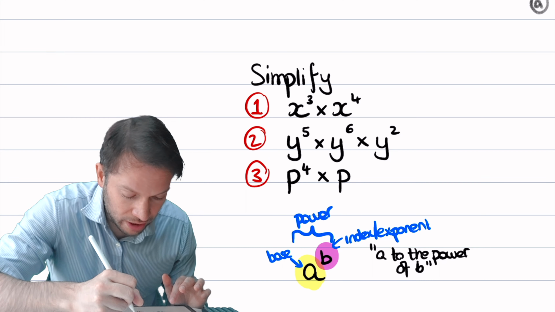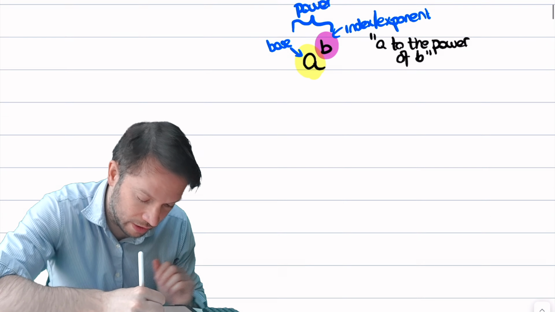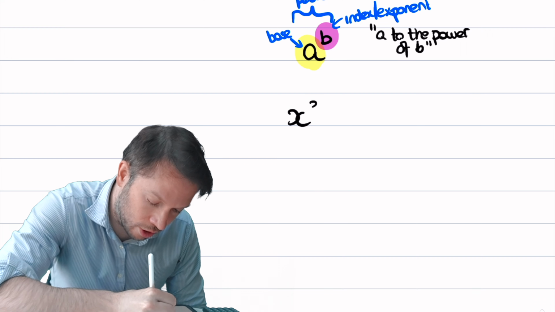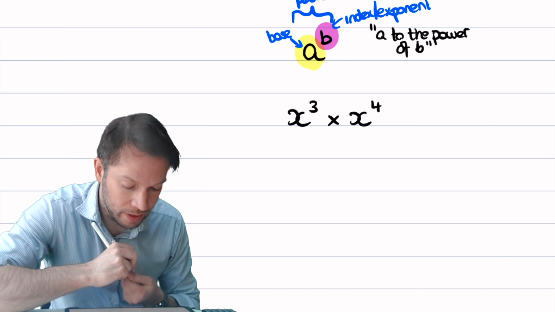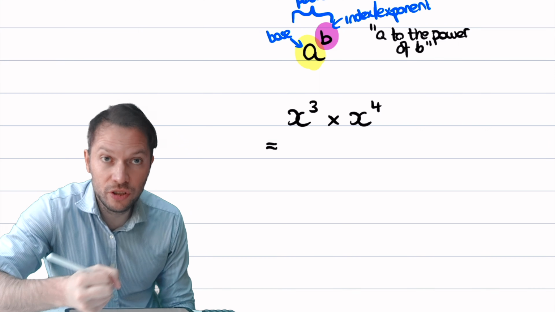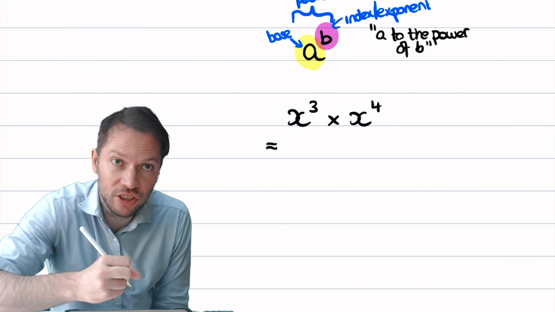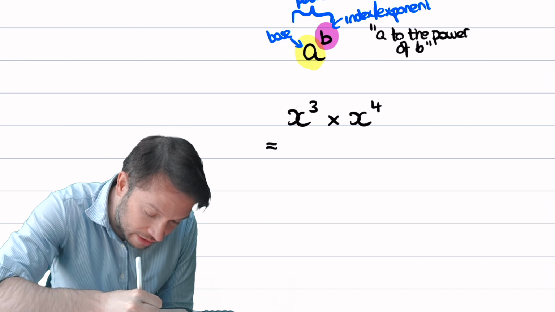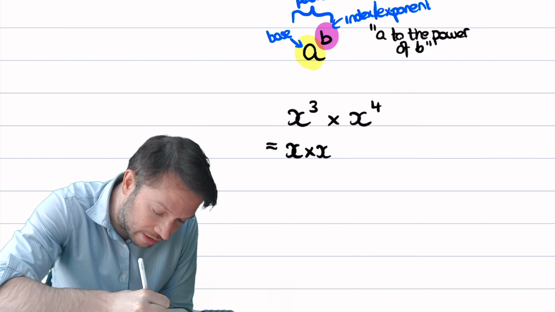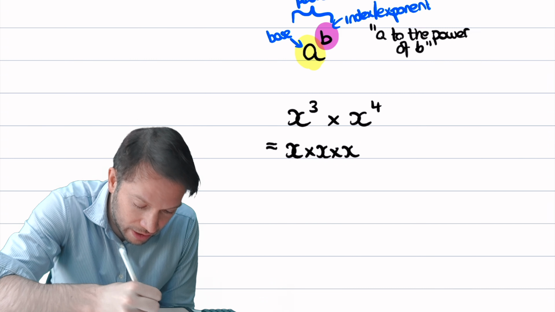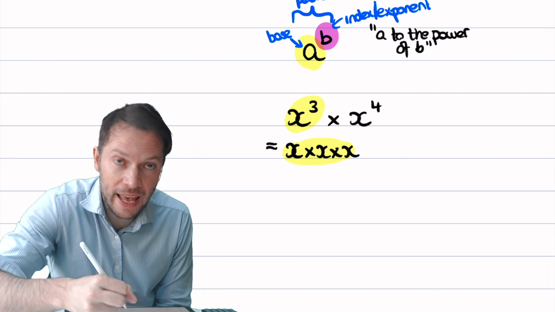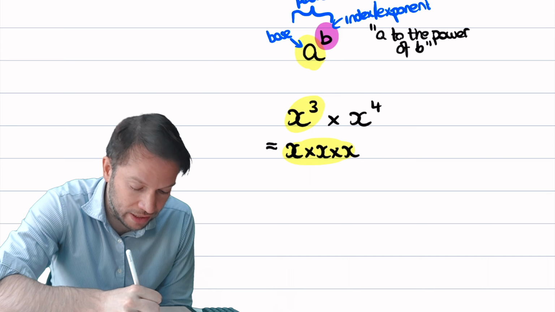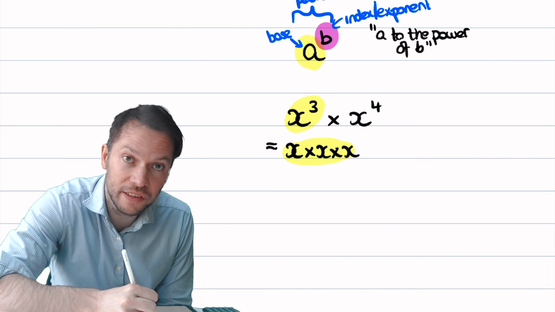Well, let's look at the x cubed times x to the 4 first. I'm going to do it the long way first and then show you a rule that we can use to make it quicker. Now, what does x cubed or x to the power 3 actually mean? Well, it just means x times x times x, right? This x cubed here means x times x times x. We're multiplying 3 x's together. That's what the 3 means.